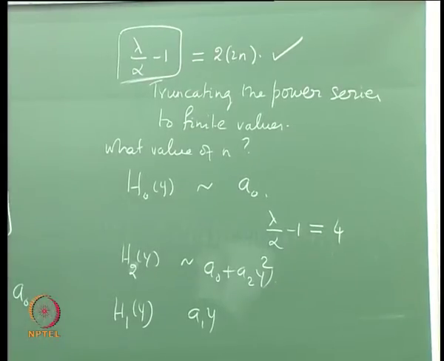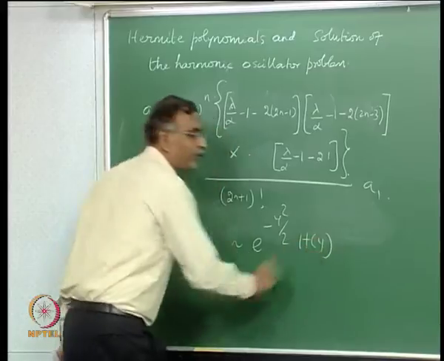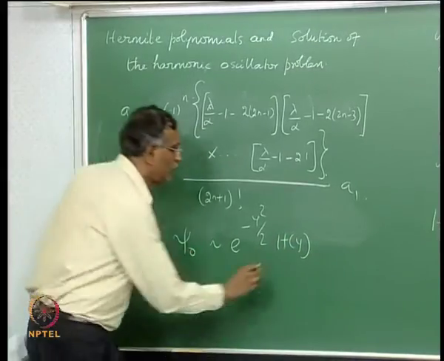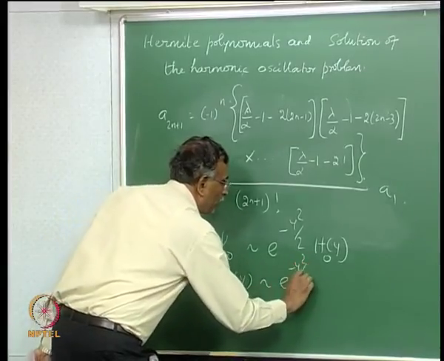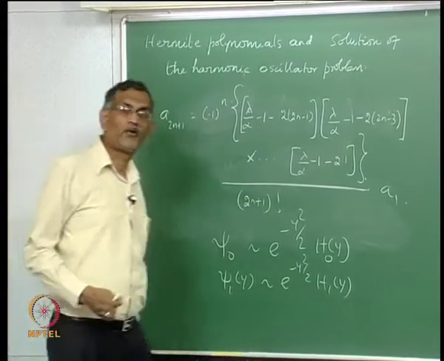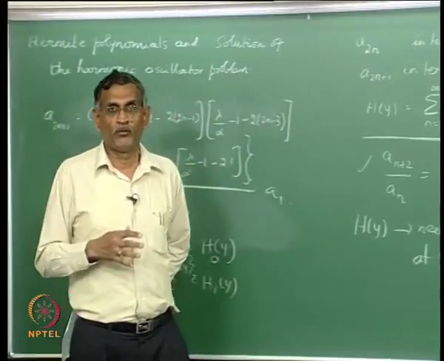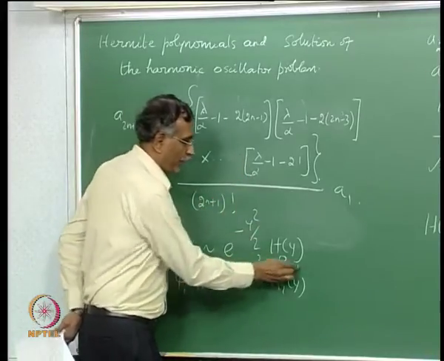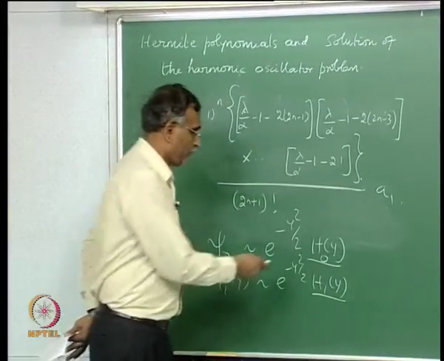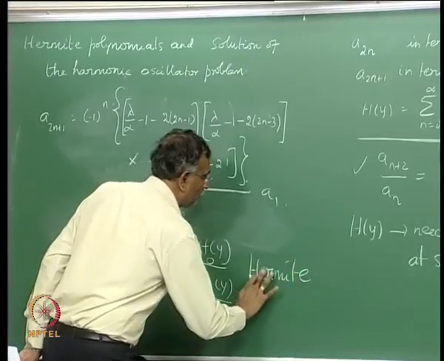Therefore, what we have is, when we do that truncation, the wave function that we wrote down as e to the minus y square by 2 h of y now becomes psi 0 with h 0 of y as one possible solution, psi 1 of y with e to the minus y square by 2 h 1 of y, and so on. To ensure that the wave functions do not explode but become 0 at the boundaries, we are providing solutions obtained by truncating the power series to a finite number of terms. The polynomials that you get by doing that are known as Hermite polynomials.